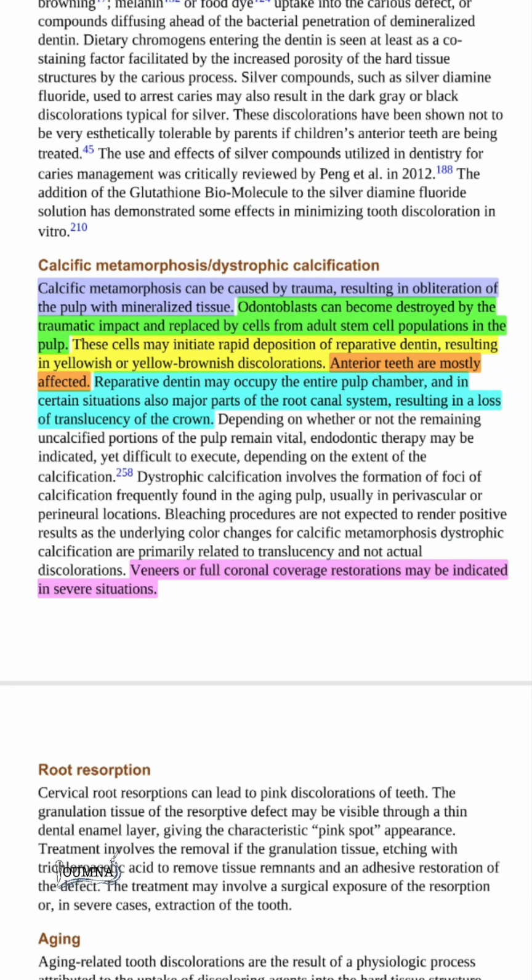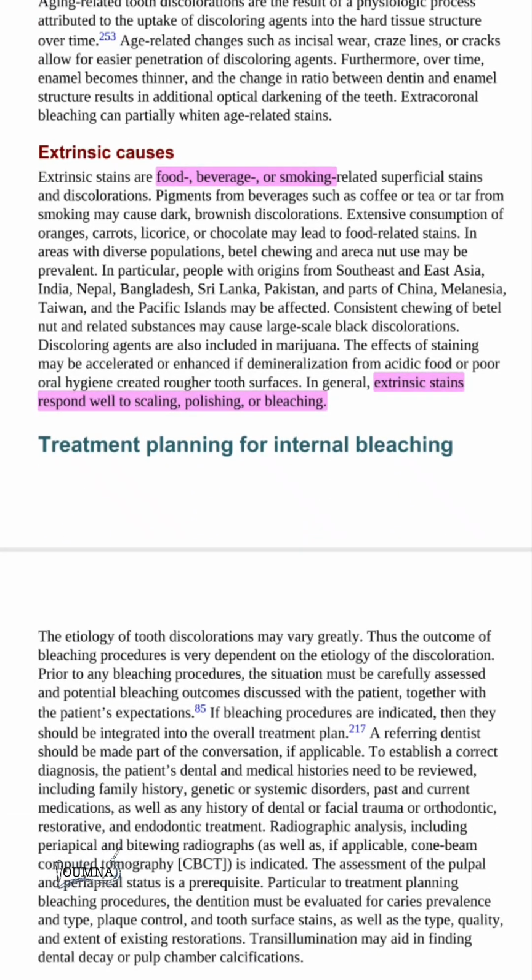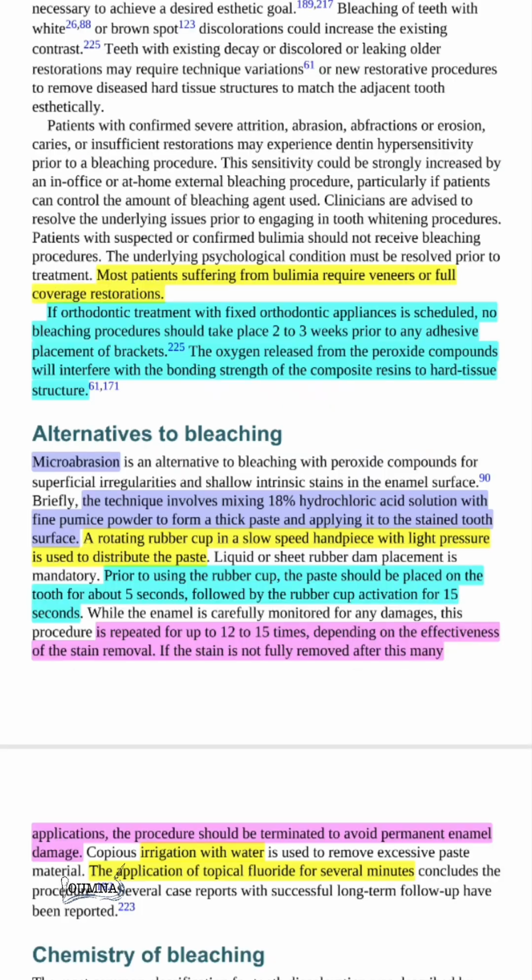The calcification of the coronal pulp due to the tertiary dentin accumulation will make the teeth appear more yellowish. In these cases, the bleaching procedures will not render any positive results, so veneers or full crown coverage will be indicated in the severe situations. The external causes are common, like food, beverage, smoking, that can be solved using scaling, polishing, and bleaching.